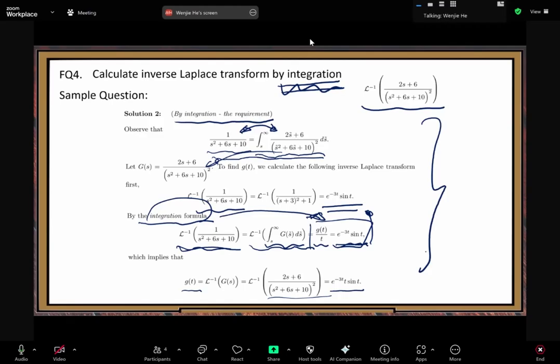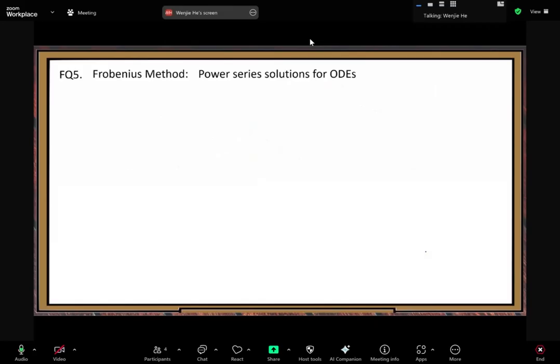So I can see how well you did in that assignment. But after your practice, I hope you can do better than that. These two questions, you can get them easily. All right. So the last sample question today, number 5, is the power series solution.